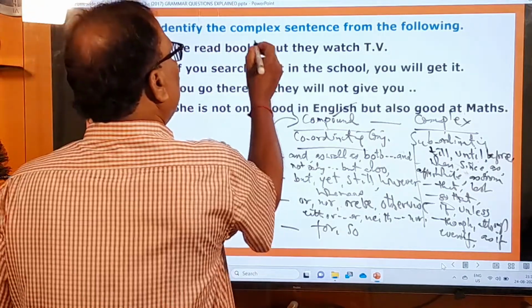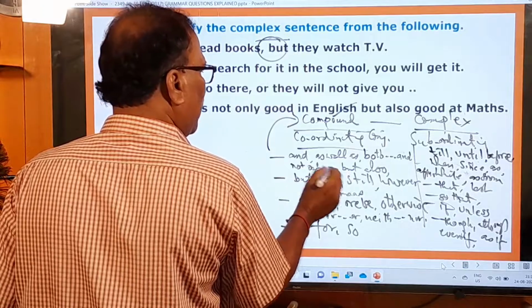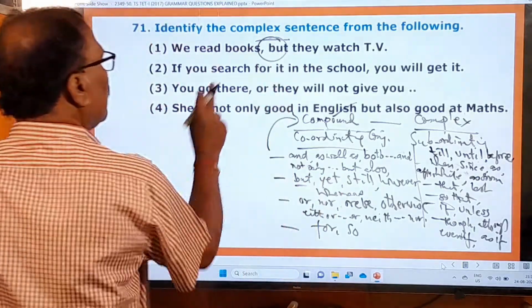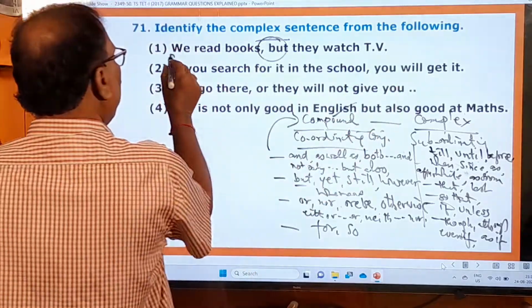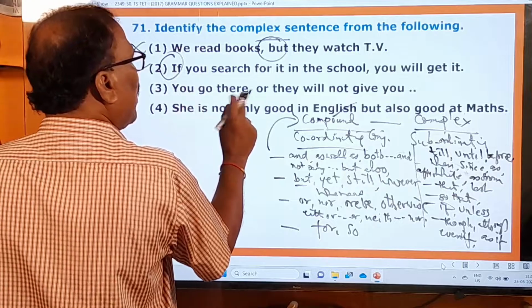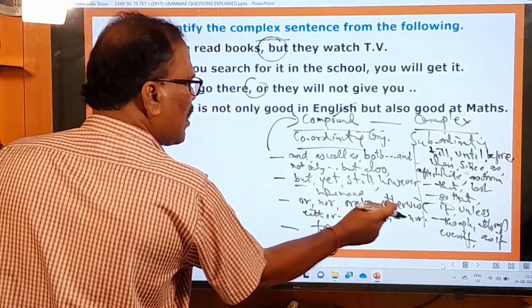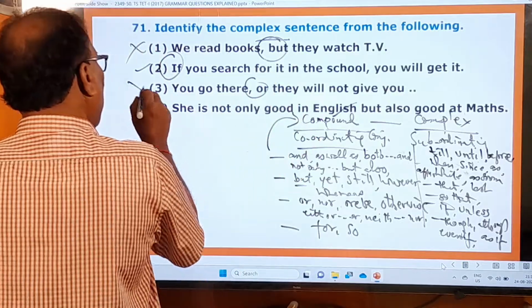Identify the complex sentence. We read books, but... here, but is there. So it's a compound sentence. If you search for it in the school, you will get it. Here, if, unless, so this is a complex sentence. Therefore, it's wrong. You go there, or, nor, or else, otherwise. These are all coordinating conjunctions. They make compound sentences. That's why this is a compound sentence.